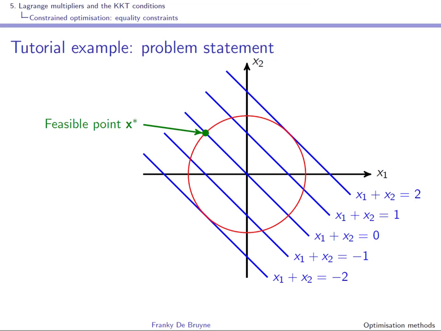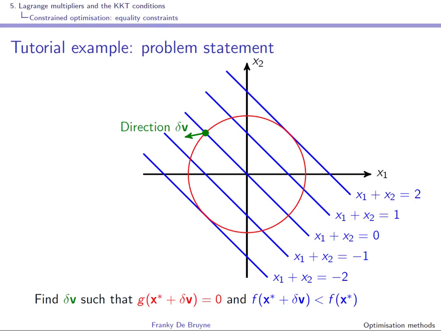We will now start from a feasible point x star and try to see under which conditions we have optimality. So we'll be looking for a direction delta v, and this direction must be such that if you take a small step in this direction, you stay on the curve g(x) equal to 0, because of the constraints. And if you take a small step in this direction, we have a new solution with a cost that is smaller than the cost at x star.